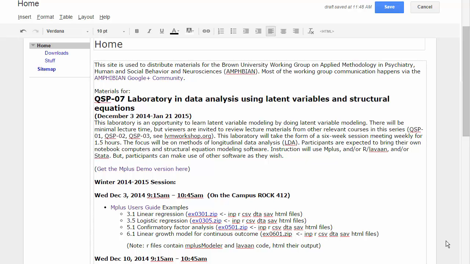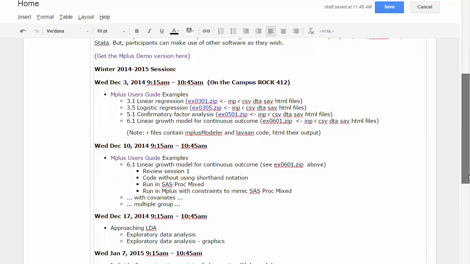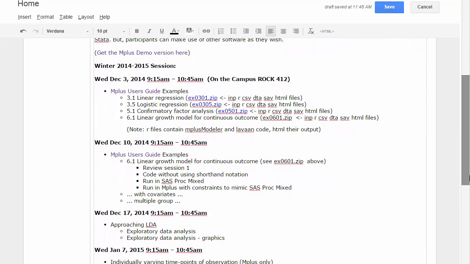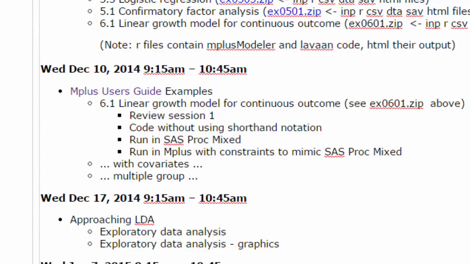Hello everyone, and welcome to session 2 of the laboratory and data analysis using latent variables and structural equations. In session 2, which was held in person on December 10th, we're going to spend our time talking exclusively about Mplus Example 6.1, which is an example of linear growth using a structural equation modeling framework.